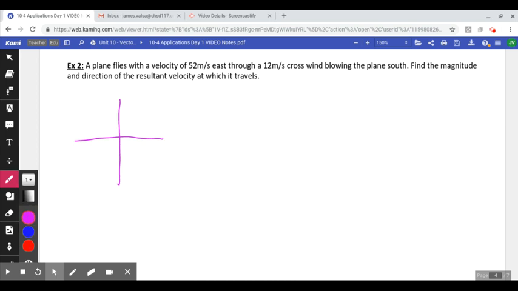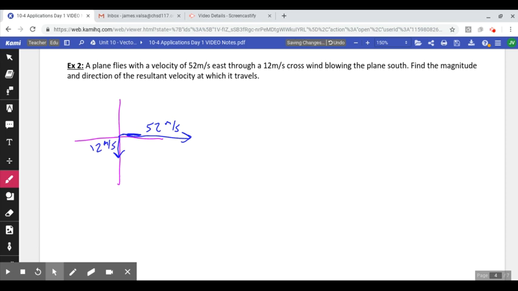And what we'll do then is we'll draw in the plane. Now, the plane is flying at 52 meters per second east. So that's your magnitude. So let's make that 52 right here. Okay, 52 meters per second. All right, now there's a 12 meter per second crosswind blowing the plane to the south. So that would be here. And we can just make it a little smaller than the 52. So we'll do 12 meters per second there.